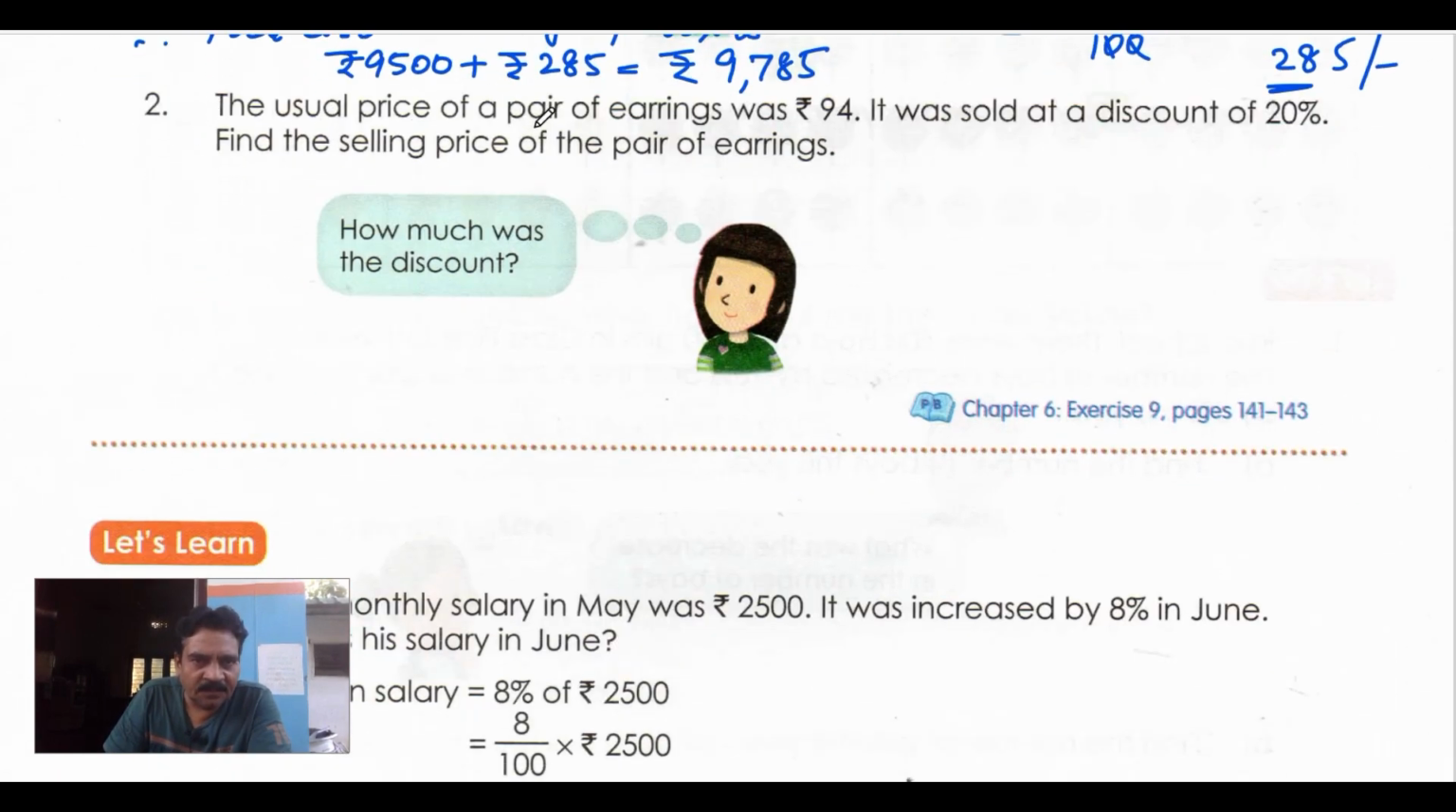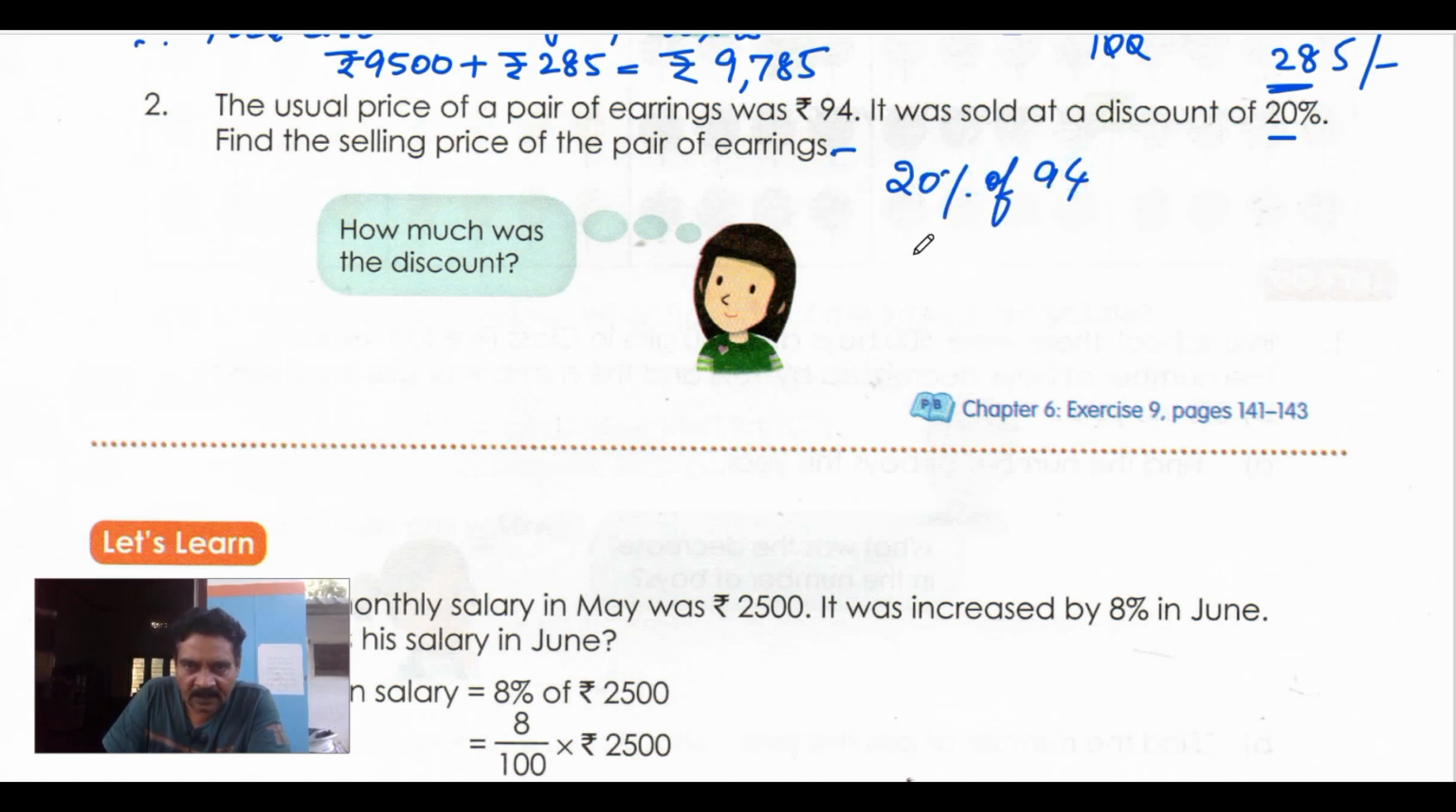The usual price of a pair of earrings was 94 rupees. It was sold at a discount of 20%. Find the selling price of the pair of earrings. So the usual price of the pair of earrings was 94 rupees, but it was sold at a discount of 20%. So what is the 20% discount of 94? That we have to find out.